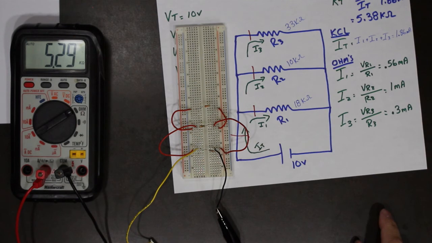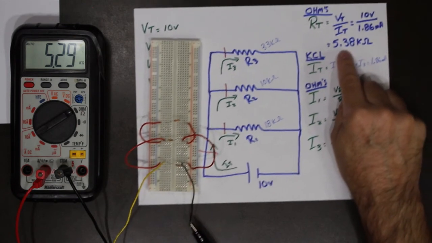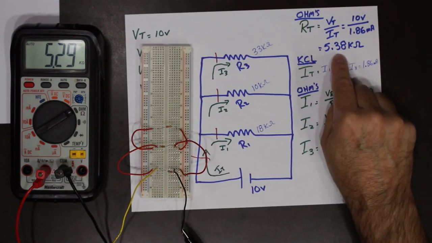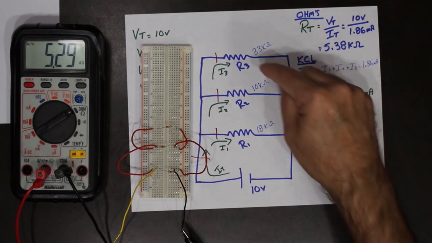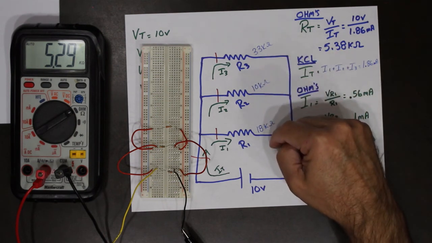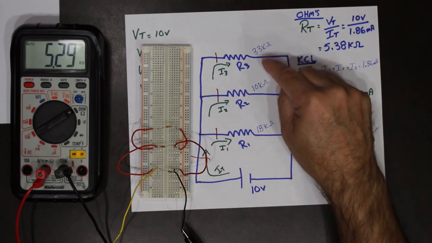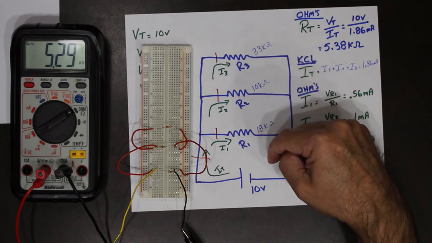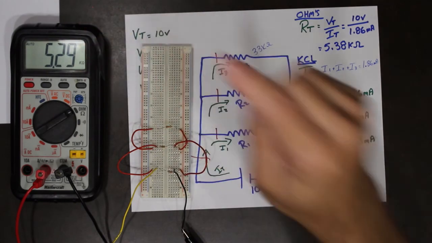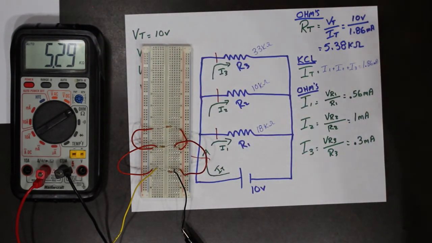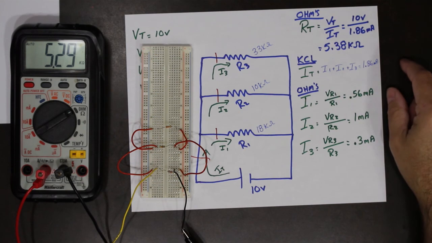5.29 kiloohms. We had calculated 5.38. Remember, each of these resistors has a 5% tolerance, so that means the value can be off by 5%. So 5.3 is pretty close to 5.38. It's well within tolerances.